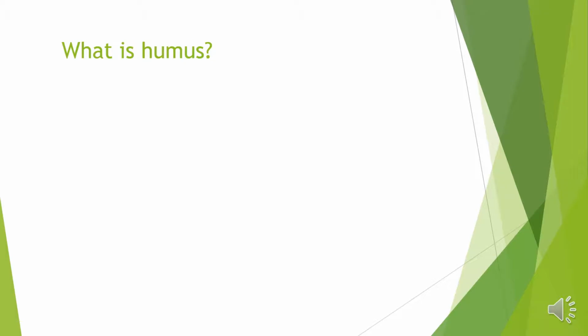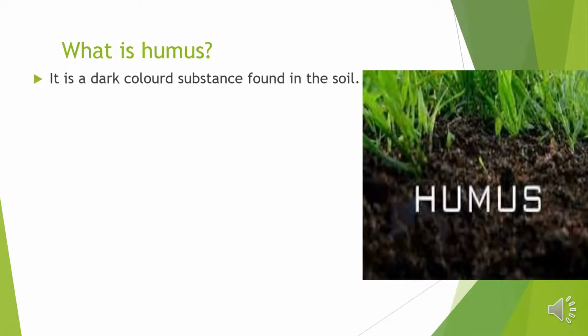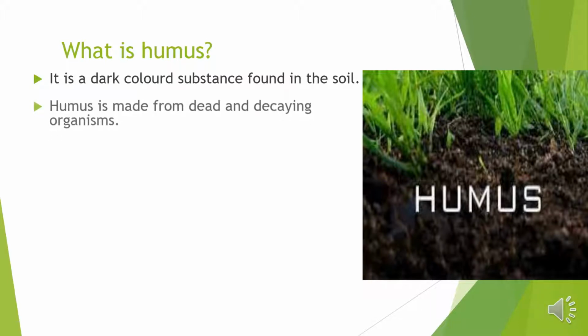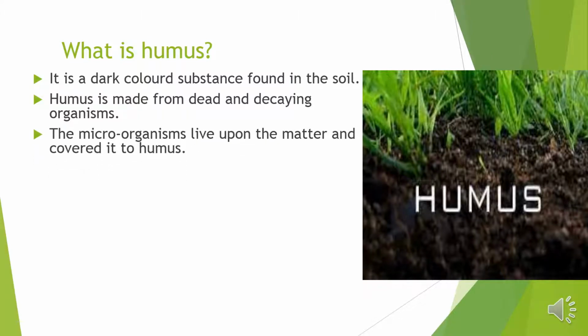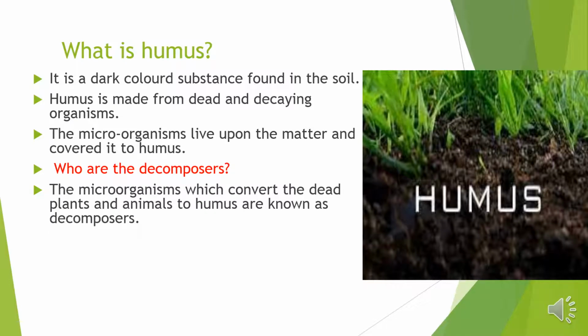What is humus? It is a dark colored substance found in the soil. Humus is made from dead and decaying organisms. The microorganisms live upon the matter and convert it to humus. Who are decomposers? The microorganisms which convert the dead plants and animals to humus are known as decomposers.